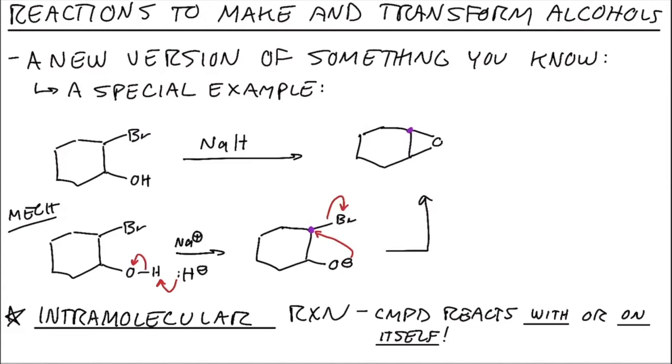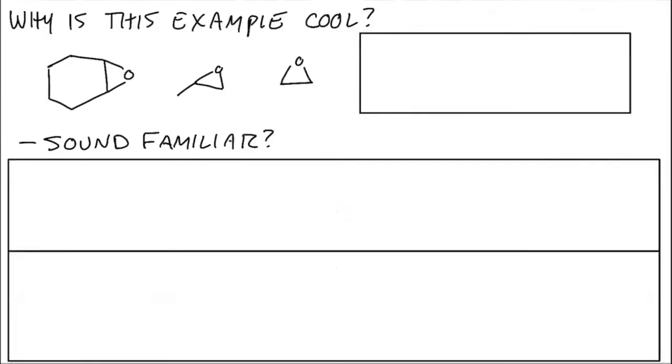If you see inter-molecular reaction, that means that it's between two molecules. But we normally just sort of assume that that's the standard for chemistry, so we don't normally say that. We usually just specify if it's happening on itself, we say intra. So now you know about intramolecular reactions.